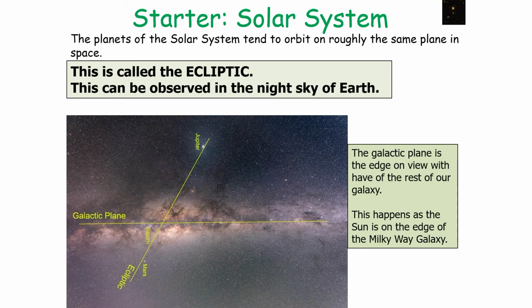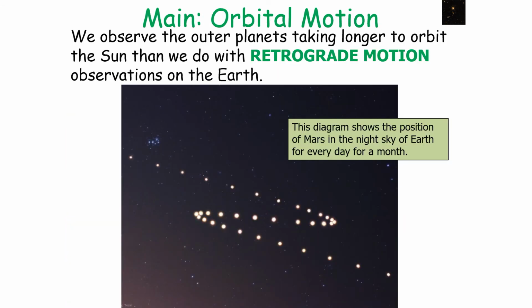Now it's interesting to note that the planets of the solar system tend to orbit on roughly the same plane in space, which is called the ecliptic, and this can be observed in the night sky of the Earth. Now we observe that the outer planets take longer to orbit the sun than we do, with the idea of retrograde motion observations on Earth.